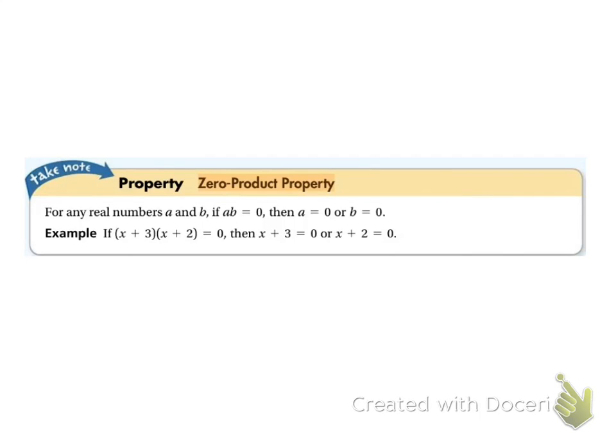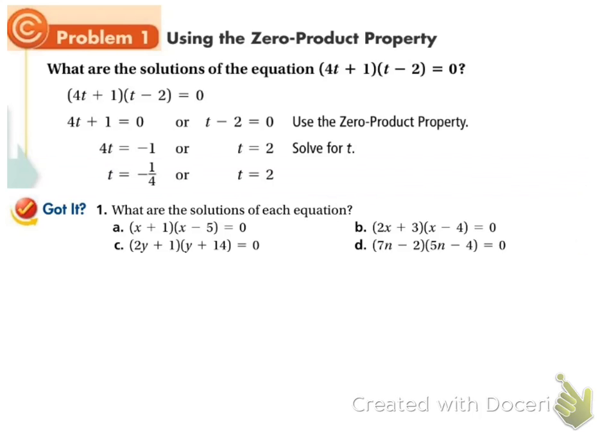This is 9.4 of Algebra. The zero product property says that if A times B is 0, then A is equal to 0 or B is equal to 0, because like 3 times 0, that's 0, or 0 times 6, that's 0. So we can use this to solve for our solutions.